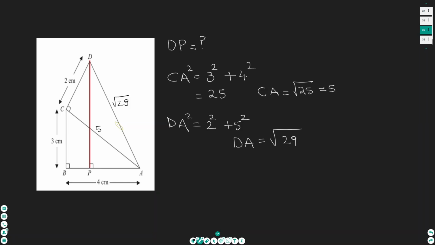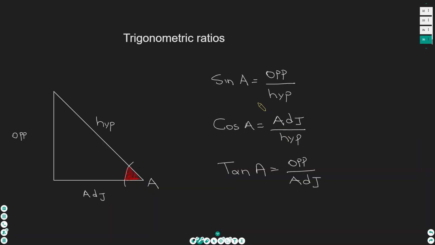And now what we're going to do to find the DP, we need to find the angles A1 and the A2. So I need to find the whole angle A, because the whole angle A is the opposite of the side DP, and then with trigonometry we can find the opposite side using trigonometric ratios.